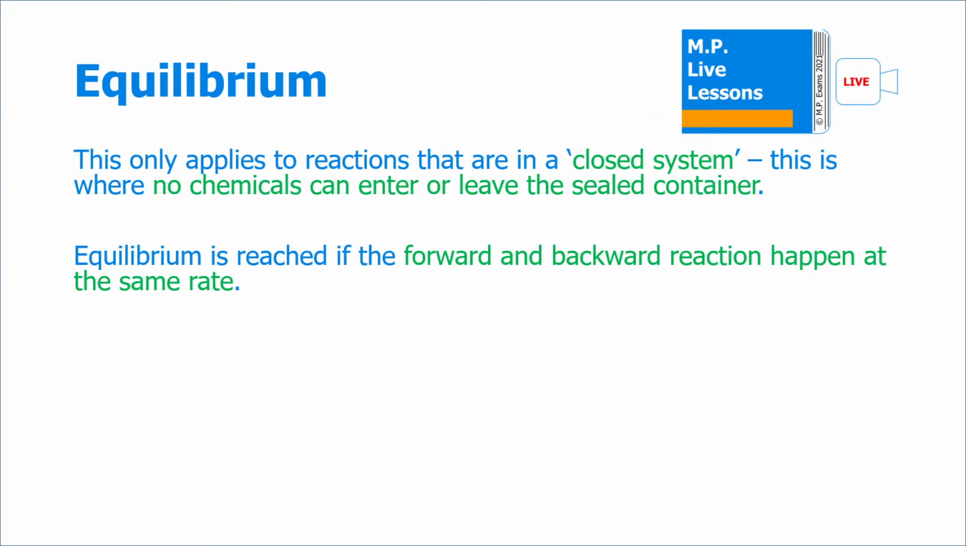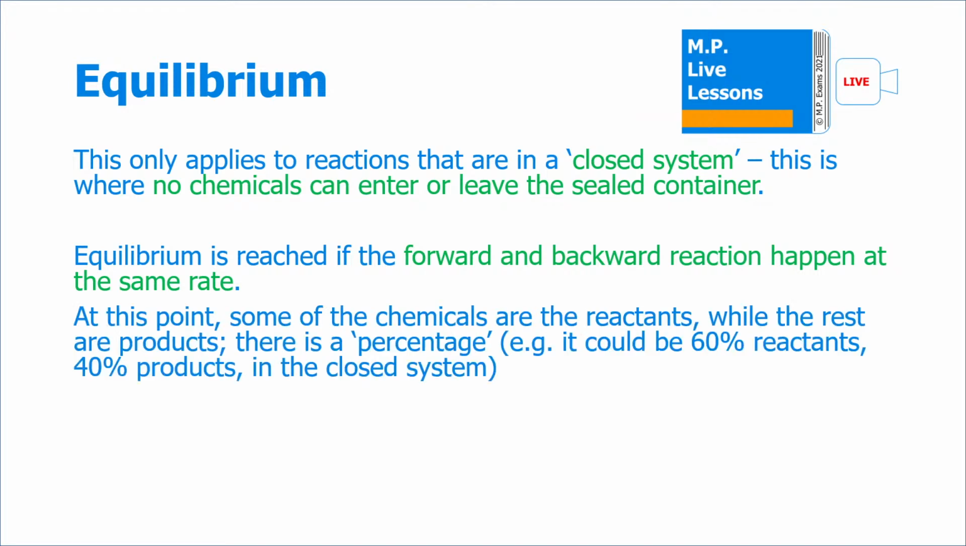So the mass of each doesn't change. So that means at some point in the flask, you could perhaps measure out what percentage are the reactants and what percentage are the products. For example, it could be 60% reactants, 40% products in the closed system. And this depends on the conditions. It doesn't have to be, let's say, 50-50, it could be 60-40, as I said. It could be even something different. Again, it depends on the conditions.